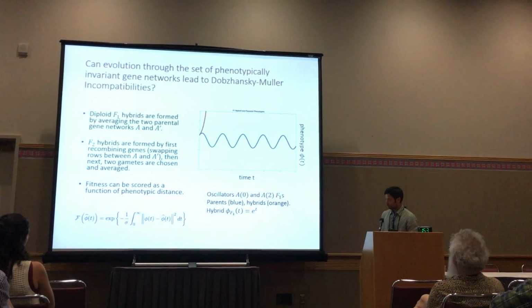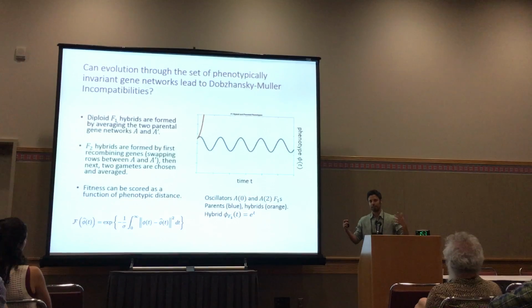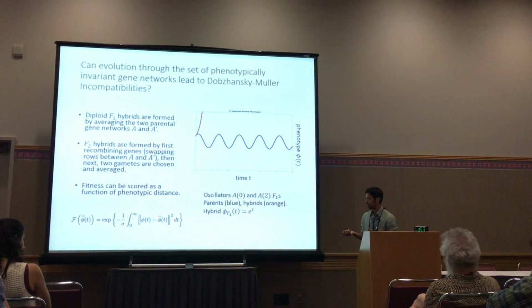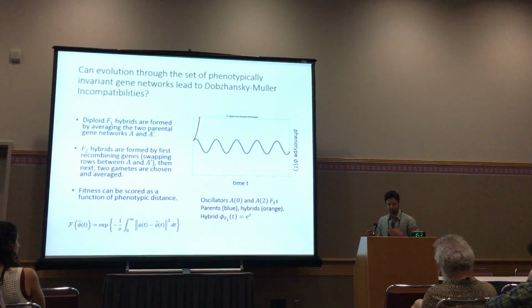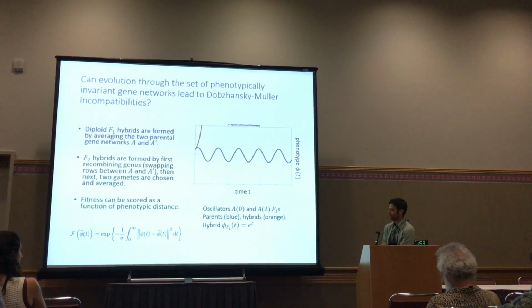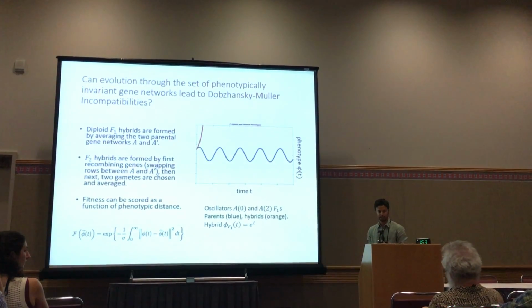So this is sort of a proof of principle. You take two gene networks that produce the exact same phenotype, hybridize them, and the hybrids break. However, you might recall that I pointed out that those networks are wired very, very differently. And we actually suspect that a change in wiring like that might not occur on the timescales we're interested in.